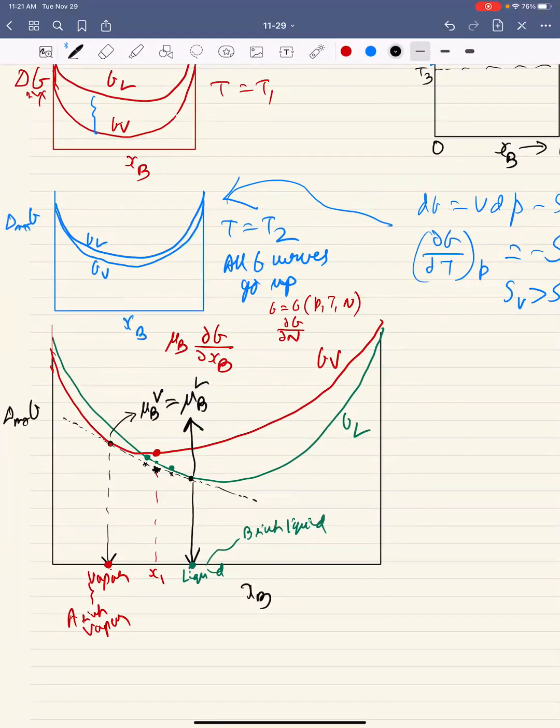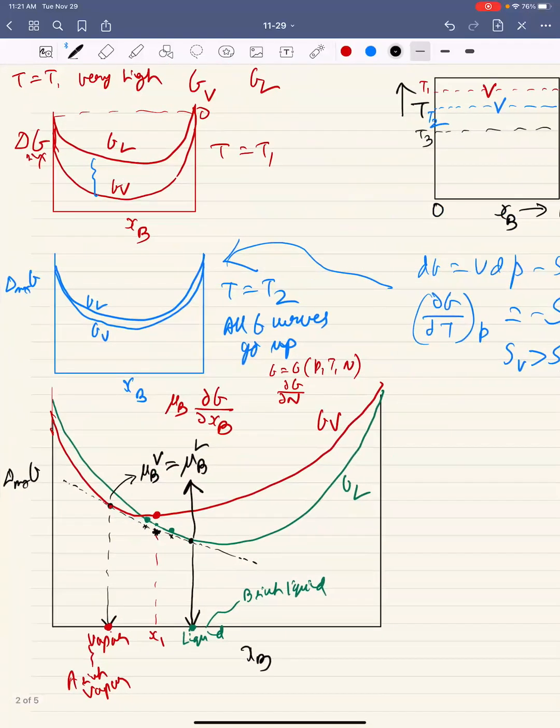We started with a temperature where G vapor was always lower than G liquid. Okay, very, very high temperature. Now you increase the temperature. What happens to G vapor? G vapor increases. G liquid also increases. Which one increases faster? G vapor. So they keep increasing. At T2, G vapor is still lower. So this is a fictional setup in which you had two curves and they were going up and one of them just crossed the other. That's the idea here.